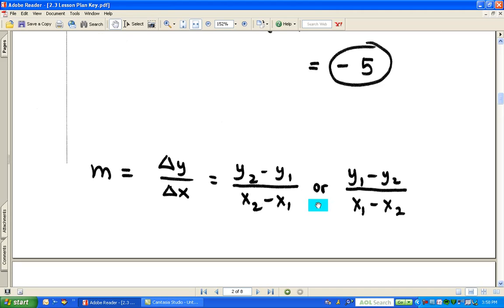Now, I had a student ask this in class the other day. Is it okay to start with the first y value and subtract the second y value from it? Sure it is, as long as you're consistent with what you do with x. So if you start with the y value from point 1, then you have to start with the x value from point 1. So you just have to be consistent in your order. Okay?